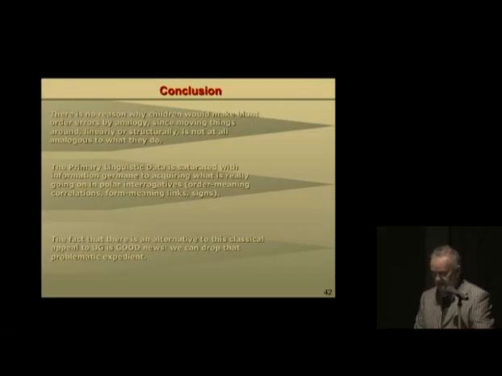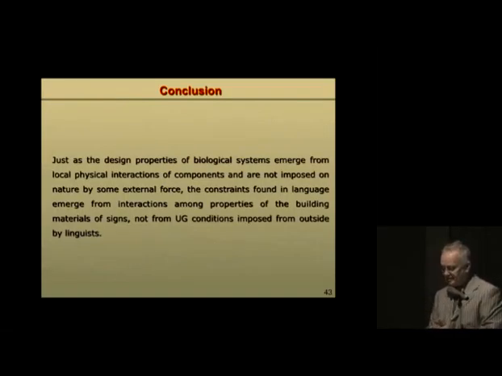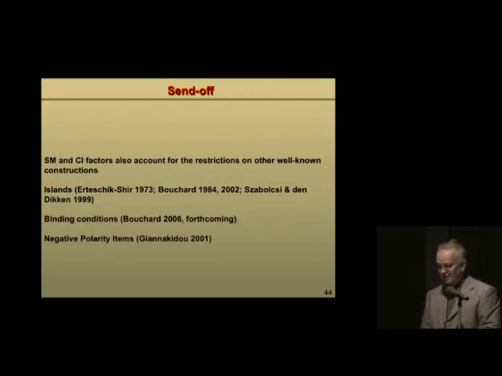Okay? And in conclusion, just as the design properties of biological systems emerge from local physical interactions of components and are not imposed on nature by some external force, the constraints found in language emerge from interactions among properties of the building materials of science, not from UG conditions imposed from outside by linguists.